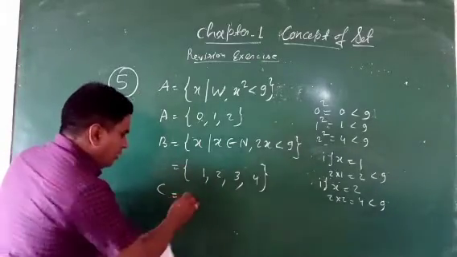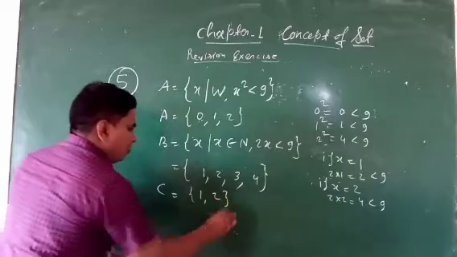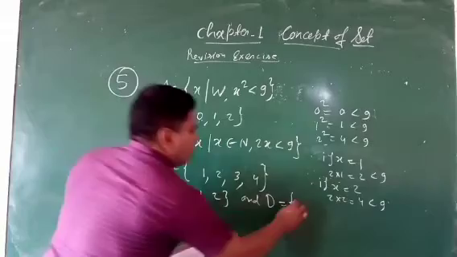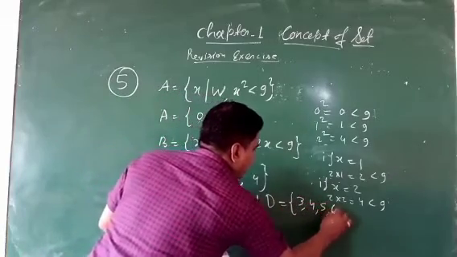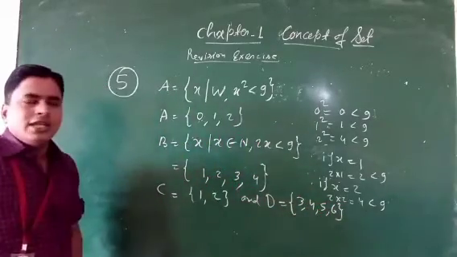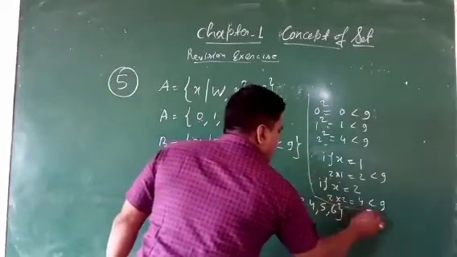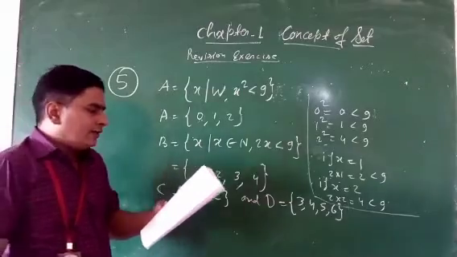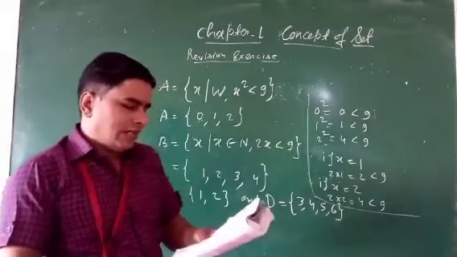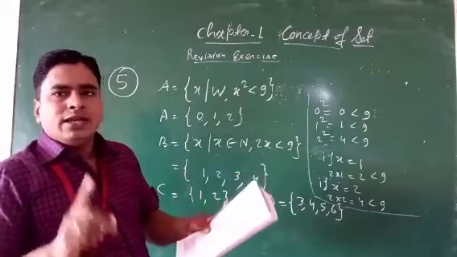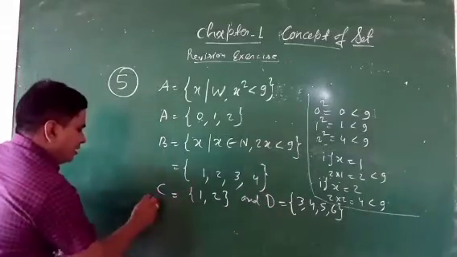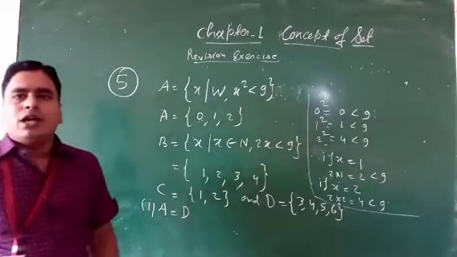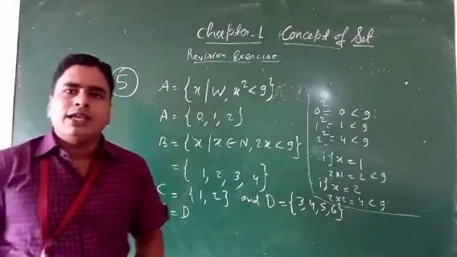Two more sets are given. C is equal to {1, 2} and D is equal to {3, 4, 5, 6}. Which of the following statements are true or false? First, what is given first? A is equal to D. You have to check whether A and D are both equal sets or not.